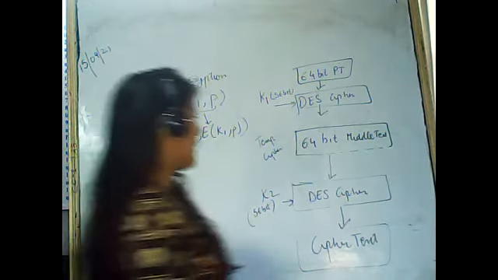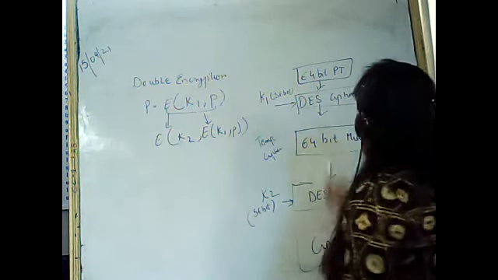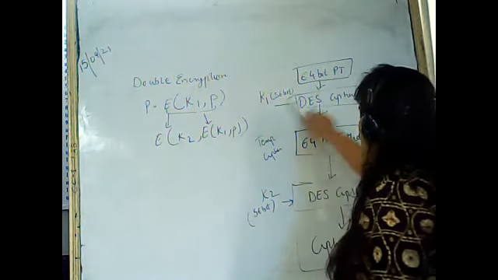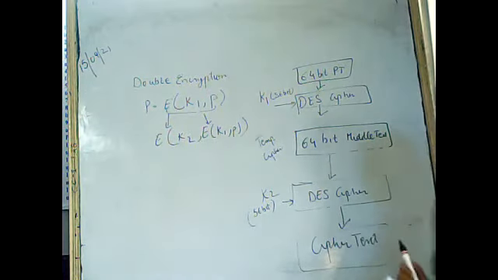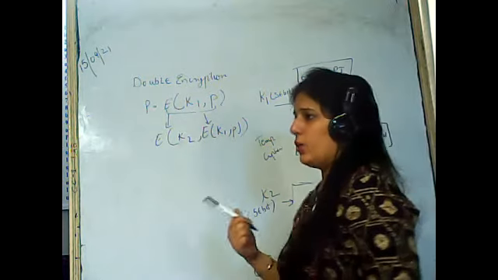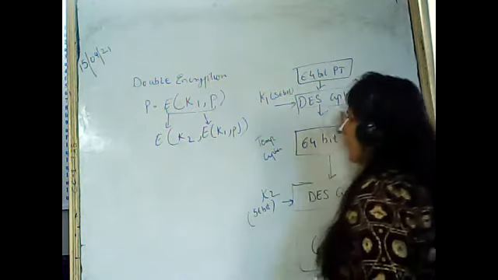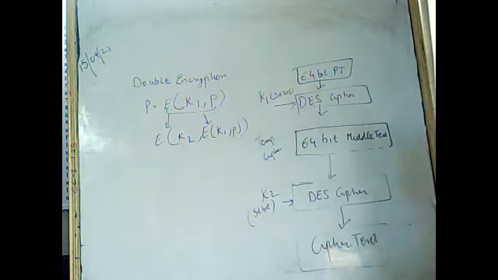So now this is the diagram for the encryption part. We have a 64-bit plain text, and on this plain text we will be applying the DES cipher algorithm, using key 1, which is a 56-bit key.